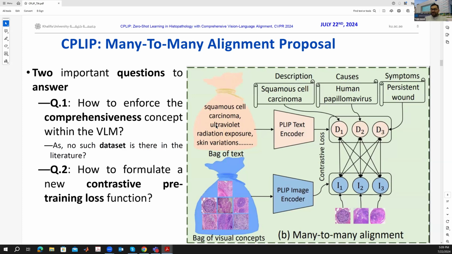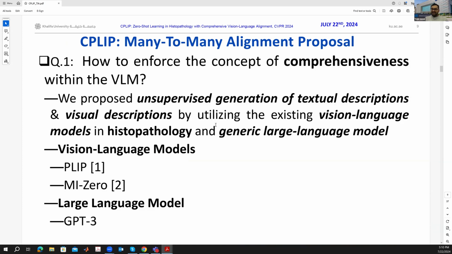The second question is how to formulate a new contrastive pre-training loss function. If we can answer the first question, which is like introducing the elephant in the room, the second question is still straightforward, just icing on the cake. So to answer the first question, what we have proposed here is an unsupervised generation of textual descriptions and visual descriptions by utilizing the existing vision language model and a generic large language model. We are asking the existing vision language model and the large language model to provide detailed descriptions of the histology images, as well as to produce similar pathology images.